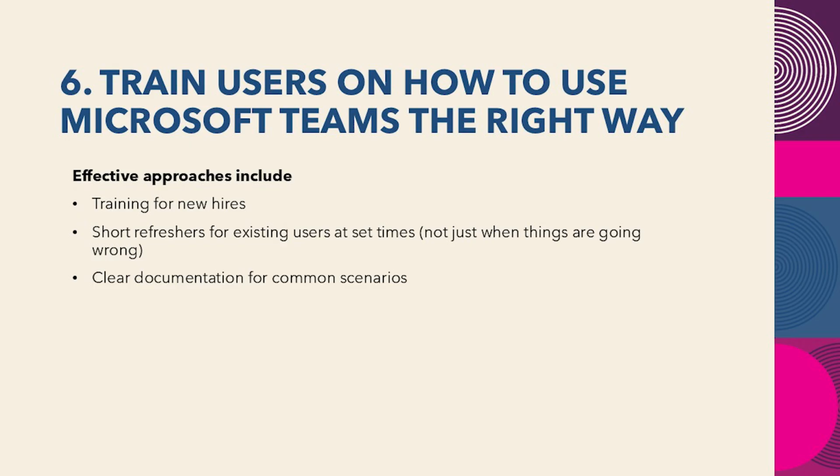Train your users on how to use Microsoft Teams the right way. Governance works best when users understand the why up front, not just the rules. Training and clear communication help users work confidently in Microsoft Teams without creating unnecessary risk. Effective approaches include training for new hires, short refreshers for existing users at set times, not just when things are going wrong, and clear documentation for common scenarios so that your users can help themselves on the smaller issues.